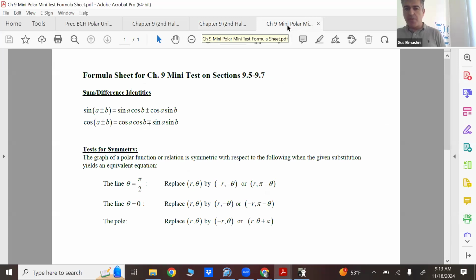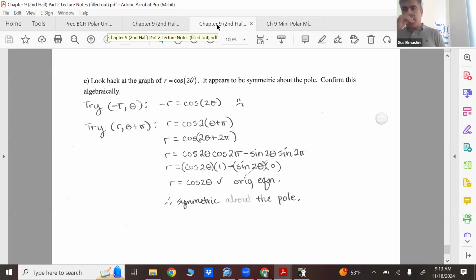So again, I'll give you these formulas. Don't worry about that. But if I ask you, hey, prove the symmetry for me, prove this, symmetry about the pole or whatever, you're going to have to use the proper symmetry test and then show that to me. So I lied. It wasn't always symmetry about the pole. The even ones looked like they were when the coefficient of theta is even. Okay.